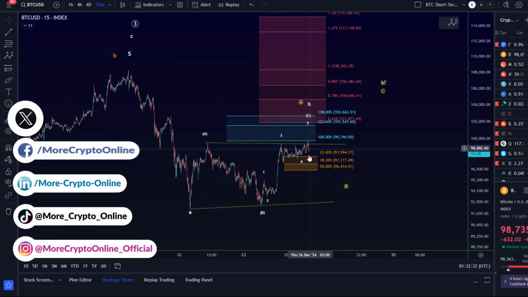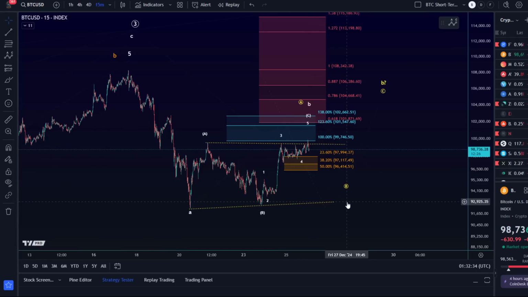99,750. If you watched the previous videos, then you know that I highlighted that 100% extension target at 99,750 as the next key target to watch in wave C of B to the upside in the white count. We have to talk about that microstructure there. We have to talk about the rally from the swing low here that formed on the 23rd of December.